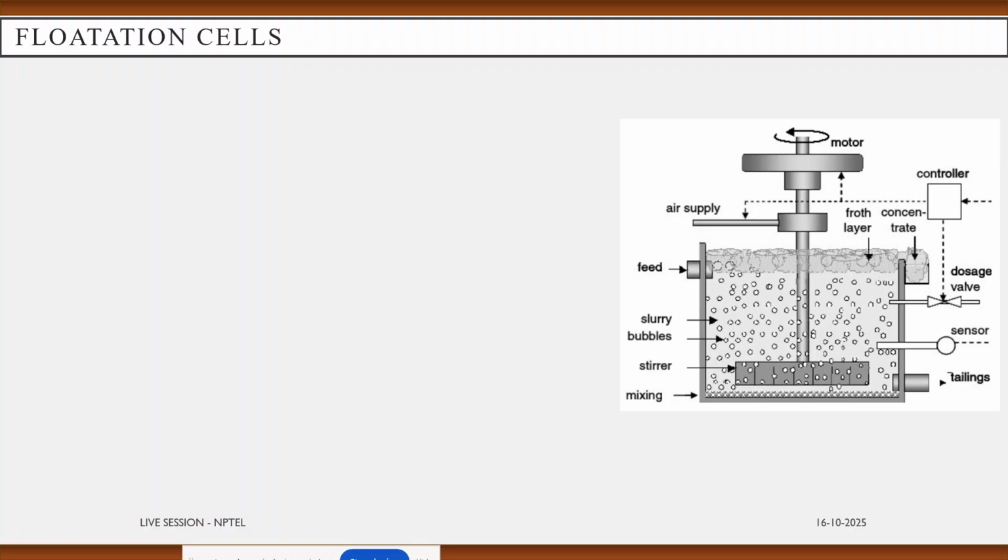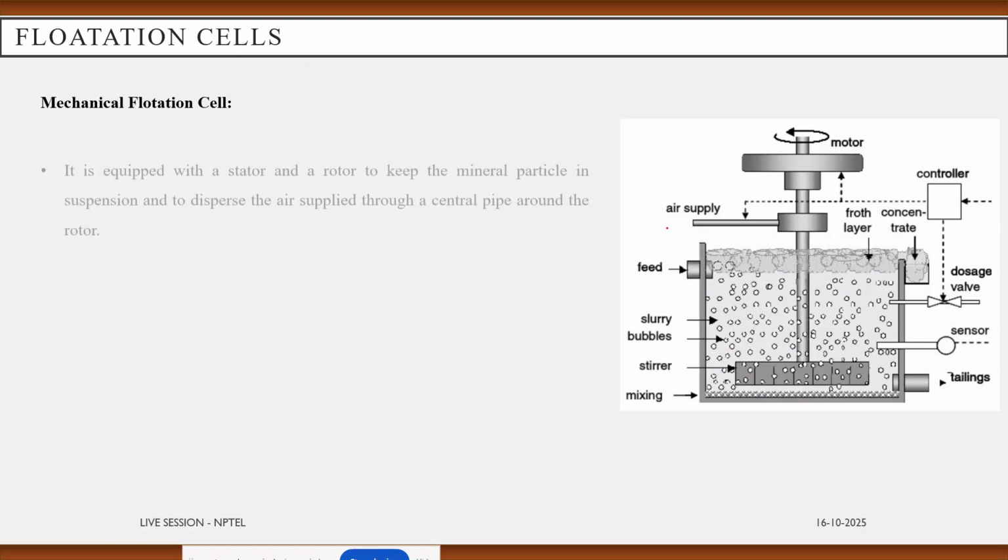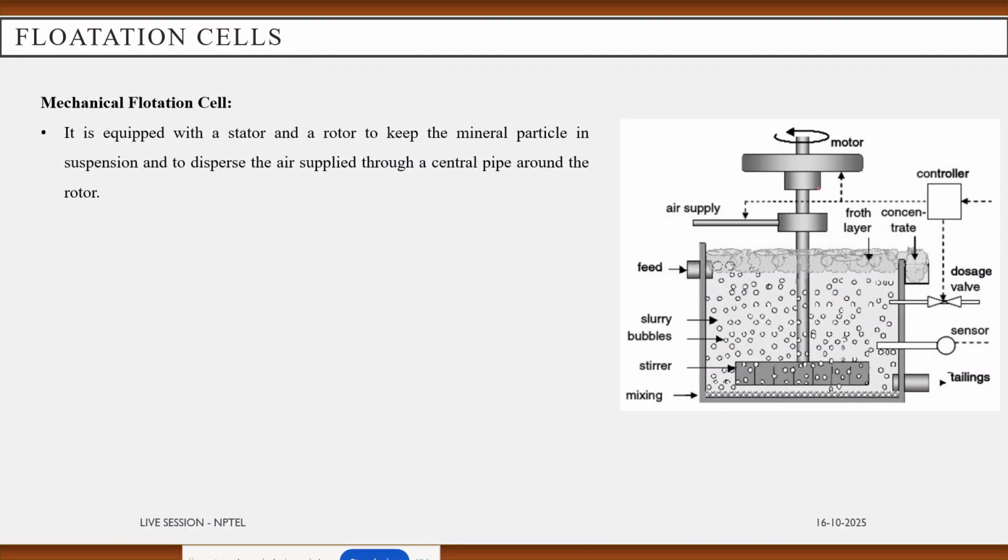So the last section that we are going to discuss in today's class is the flotation cell. There are basically two kinds of flotation cell. One is the mechanically driven flotation cell, and one is the pneumatically driven flotation cell. So here you can see this is a mechanical flotation cell. It is equipped with a stator and a rotor to keep mineral particles in suspension and disperse the air supplied through the central pipe, and it bubbles up.